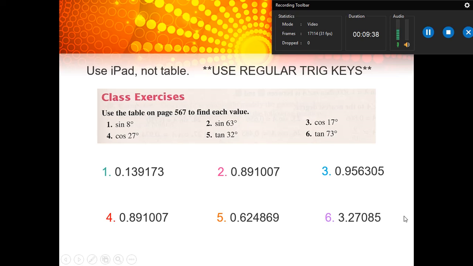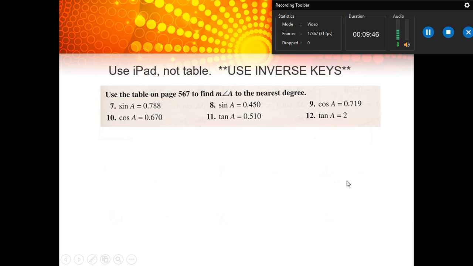So again, it's returning decimal equivalents to you that were once fractional, and they're the same type of fractions that we set up yesterday in our notes. Moving on to number 7 through 12, they want you to find the measure of angle A to the nearest degree. We are going to use the inverse key. So for number 7, we want to use inverse sine, so hold that button down and slide your finger up. You're going to just simply type in 0.788 and round it to the nearest degree. It should be 52 degrees.